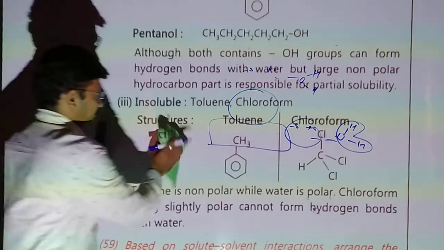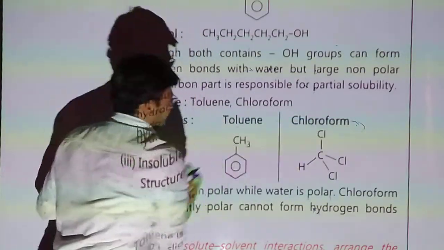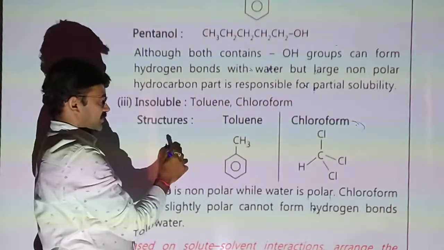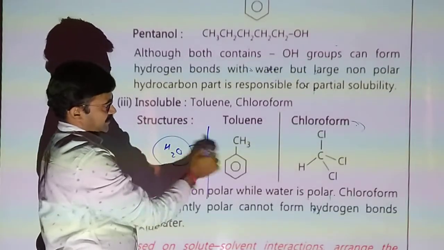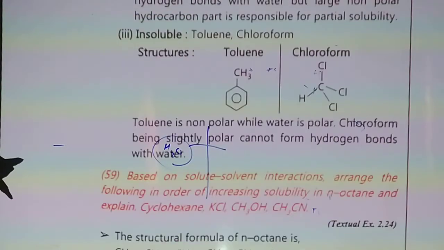Where insoluble: water is polar, whereas chloroform and toluene are both non-polar. So polar and non-polar never mix in each other.